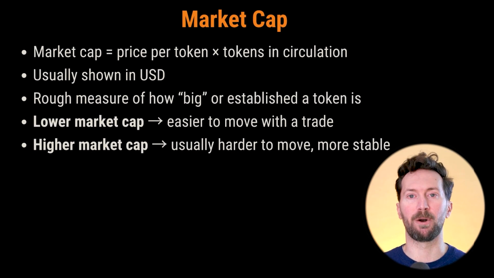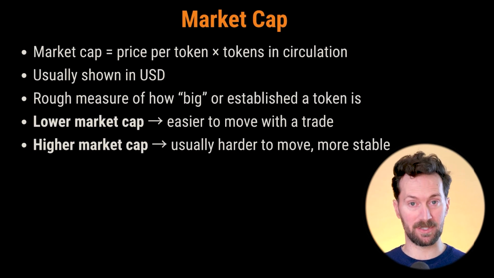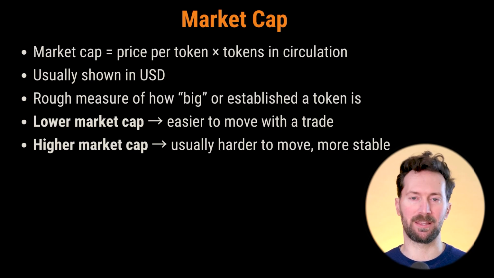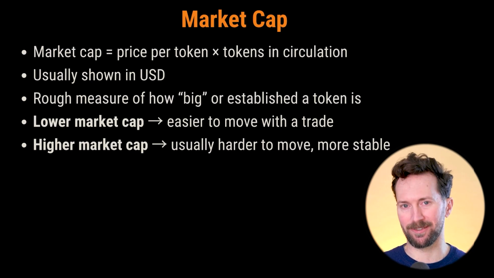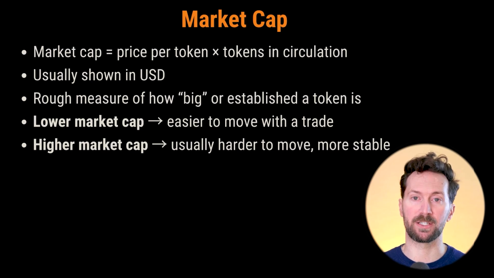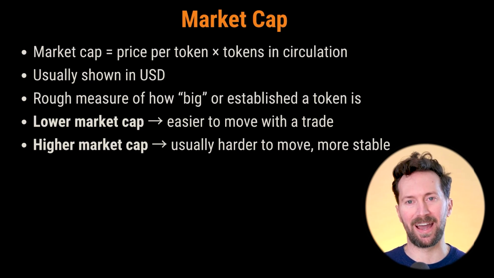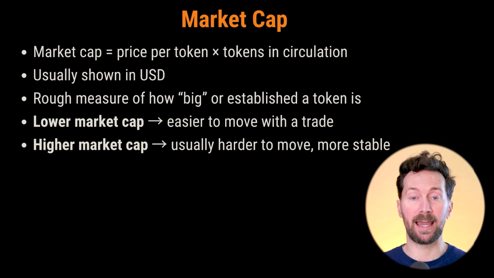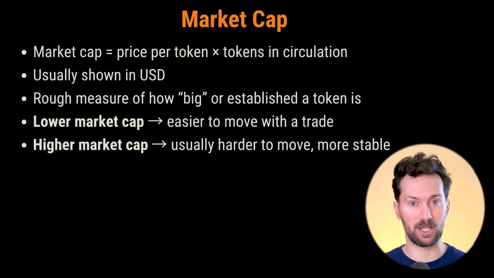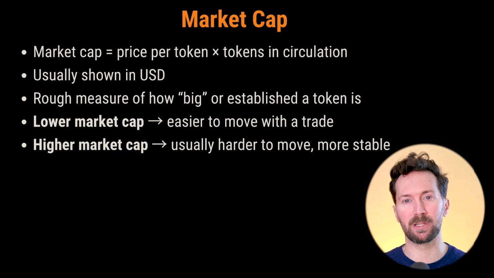Next term is market cap, often written as MC or MCAP. Market cap is simply the price per token times the number of tokens in circulation. It's usually shown in US dollars and gives you a rough sense of how big a token is. A low market cap token is generally easier to move with a single trade, and a very high market cap token is usually more stable and harder to move.